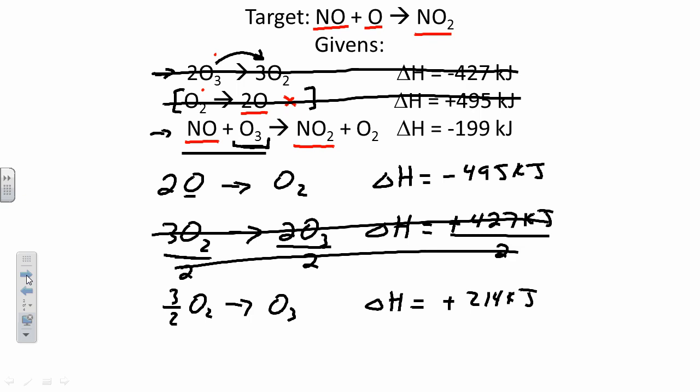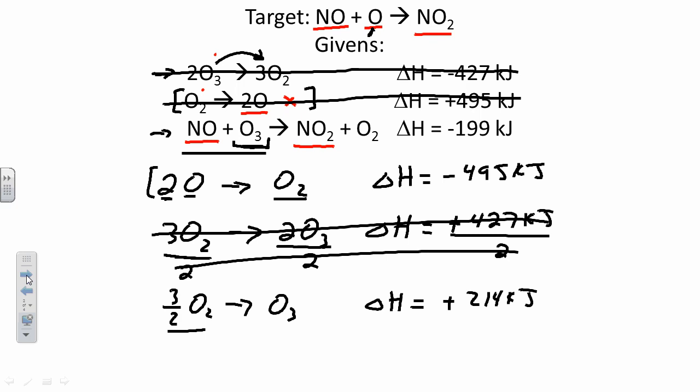All right, so again, just kind of inventorying what we've got. NO's in the right place. Now I've got O3's in the right place on both sides. And I just got to look and see what O2 looks like. Let's see. So I have an O2 right here in this equation, and I have a 3 halves O2 over here on this side. All right, that's going to make this a little tricky, but I also recognize that this right here has a 2 in front of the O, and in the target up here, it's just a 1.